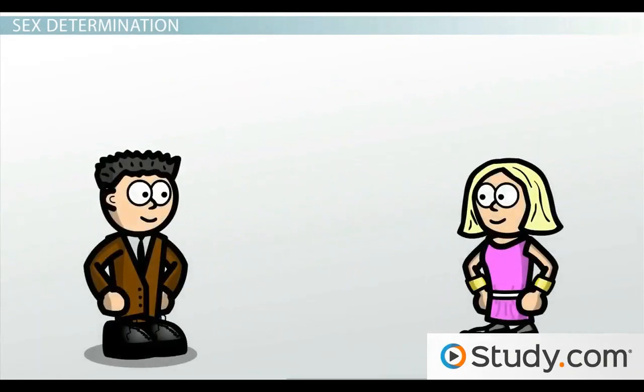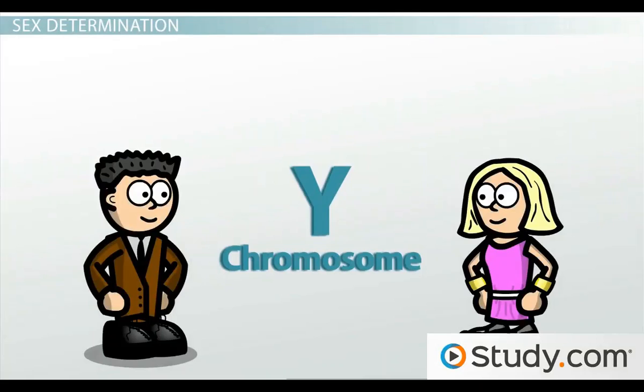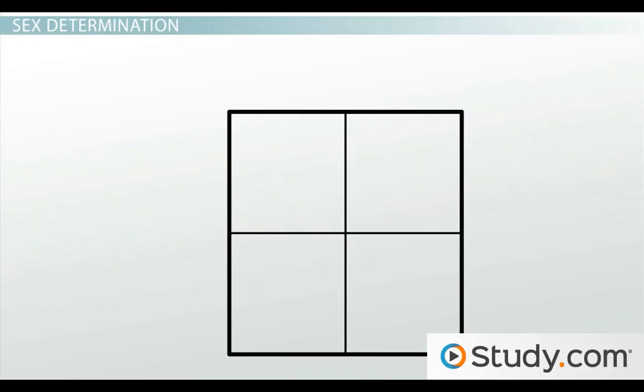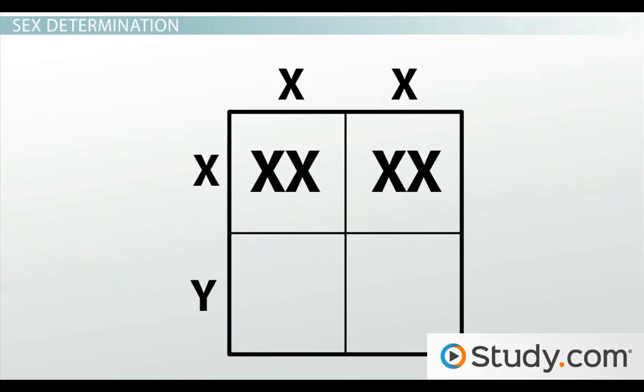So in humans, the presence or absence of the Y chromosome determines the sex of the individual. So for instance, an XY individual is male and an XX individual is female. Now, if we draw out a Punnett square, we can actually see how the presence or absence of the X chromosome is determining the sexes. If we have an XX mother and an XY father, we can see that we're going to get 50% XX individuals, which will be female, and 50% XY individuals that will be male.